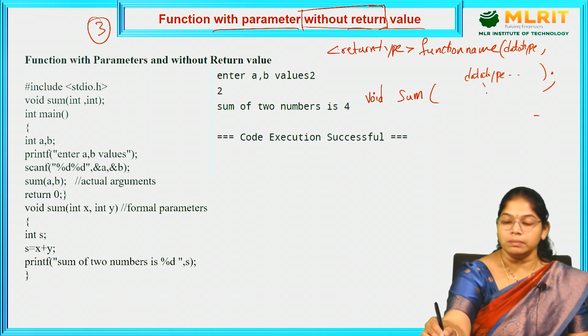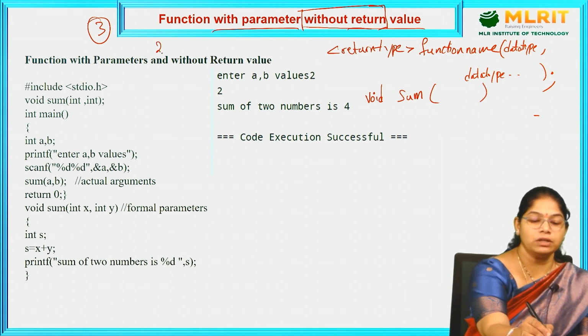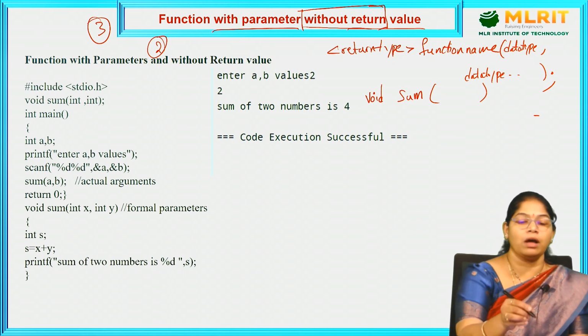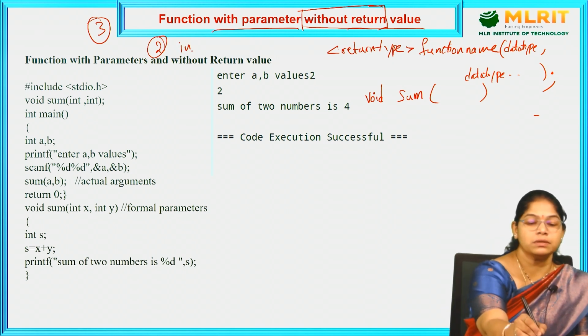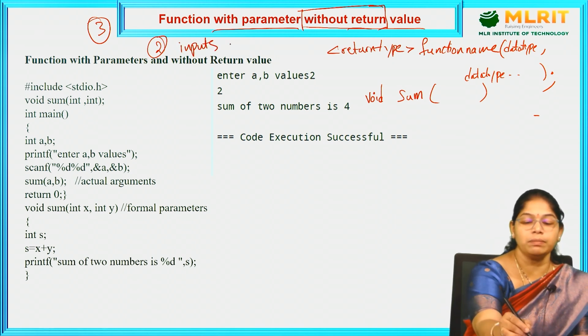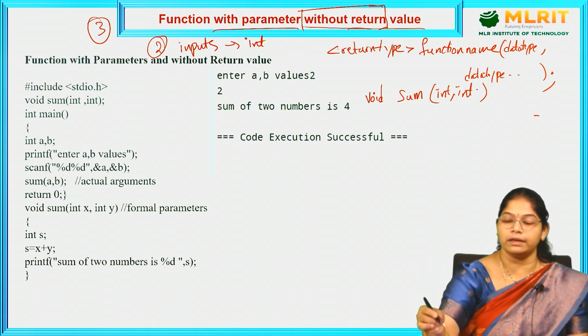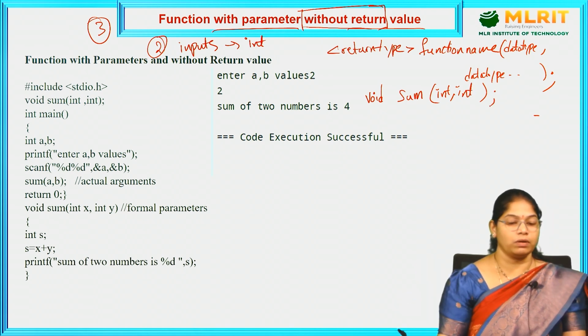So the program is addition of two numbers. To perform addition of two numbers, we need how many inputs? Two inputs. Of which type? Two inputs are of integer type. So here the data type is int. We are providing only two inputs, so int comma int, and ended with a semicolon.